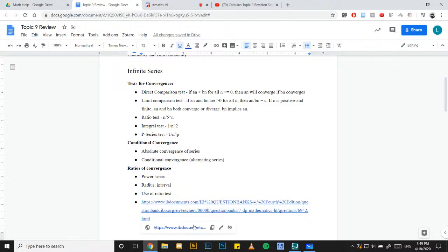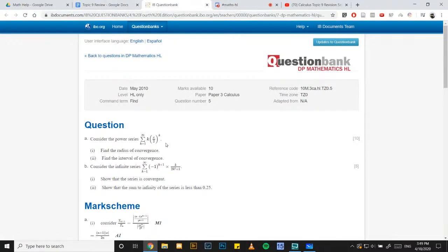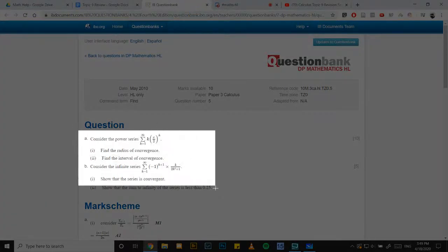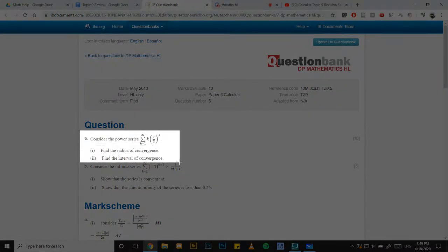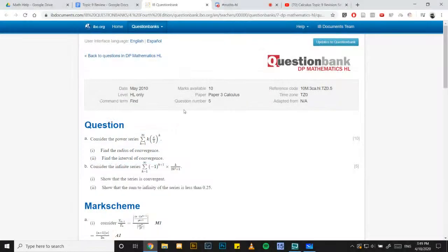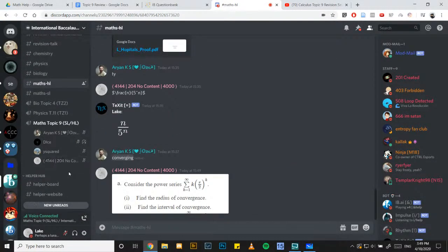If you guys would like to go ahead and try this example, just for the sake of understanding how this works, consider the power series and find the radius of convergence. Just try this part for now, and I'll pop it in over here, and just take 5 minutes to try this.